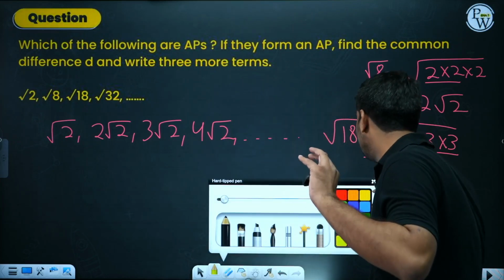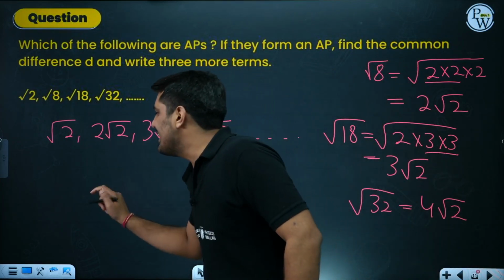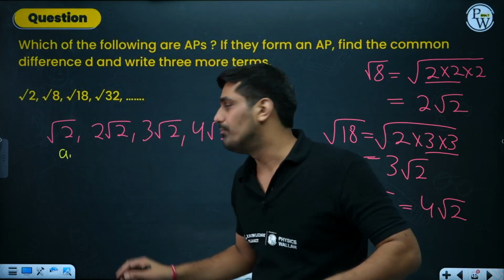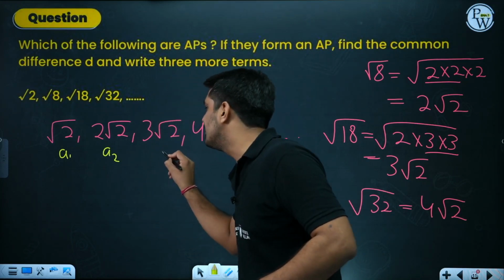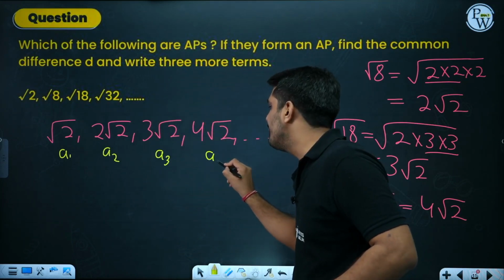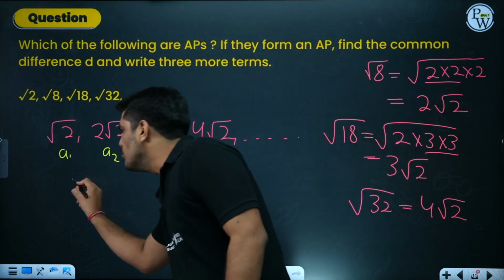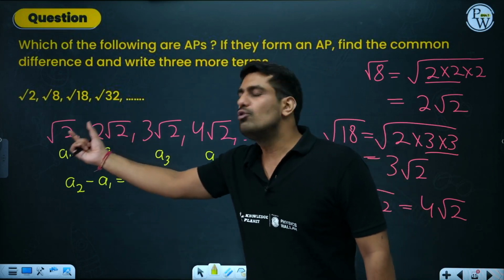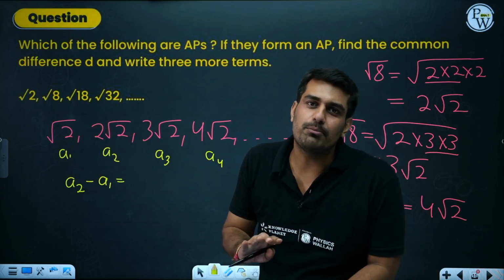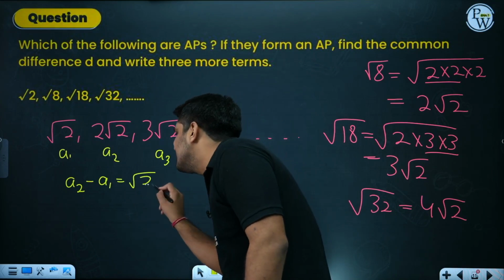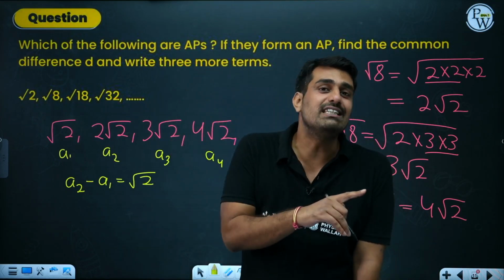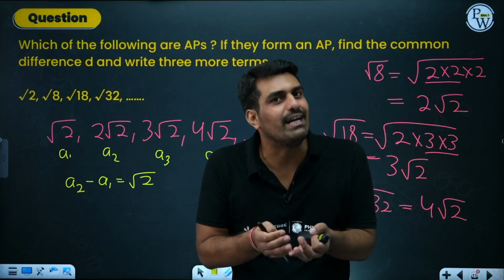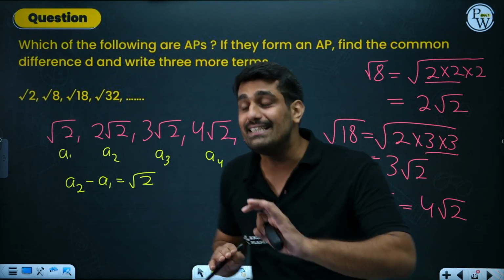Explaining over here, listen carefully. This is your second term. If I say this is A1, the first term, this is A2, your second term, this is the third term, A3, and this is your fourth term, A4. So what we'll be doing? A2 minus A1. From the second term, you subtract the first term. 2 root 2 minus root 2. What I'll be getting? I know the subtraction will be root 2. If you don't know this subtraction, you need to revisit our revision series in the first chapter of real numbers, where I talked about the operations on rational and irrational numbers, very basic mathematics.